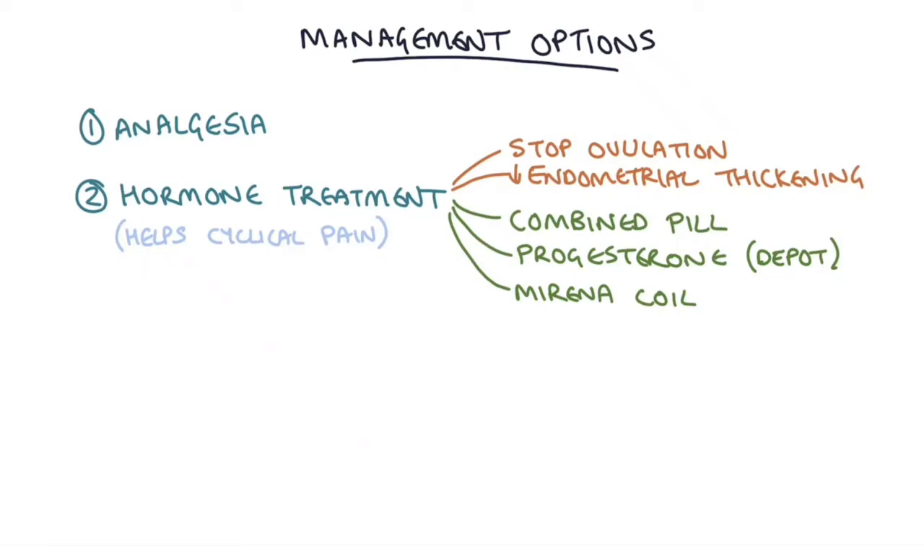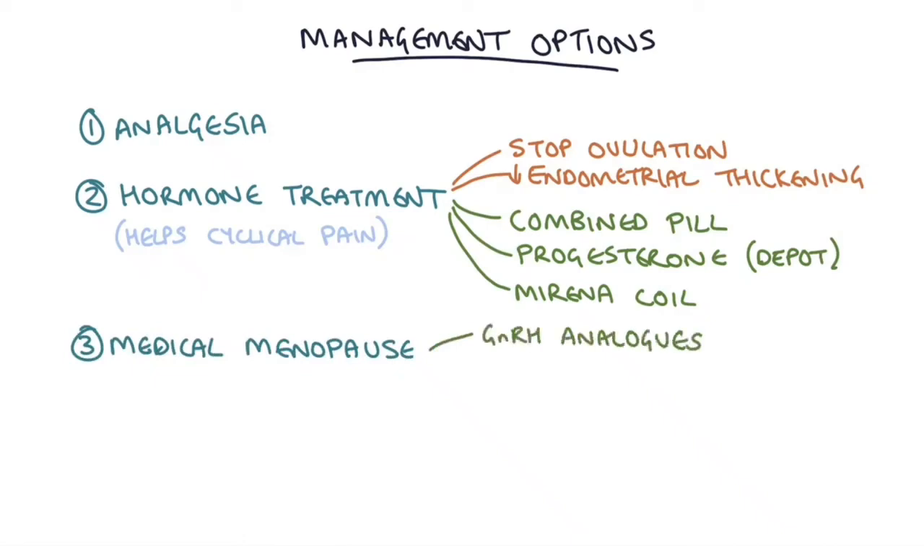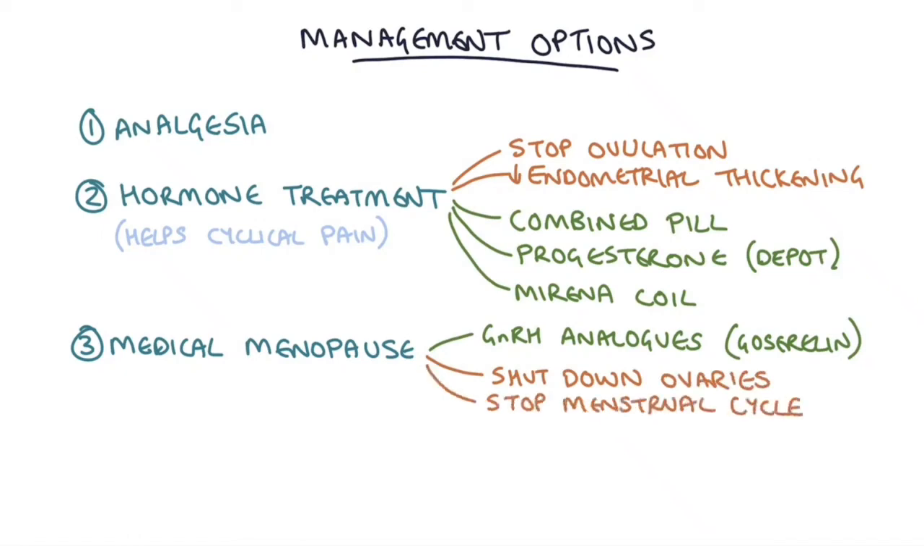So another option is to induce a medical menopause, and this can be done with something called GnRH analogues, such as goserelin, which is commonly known as Zoladex injections. What they do is they shut down the ovaries temporarily, so they completely stop the whole menstrual cycle, and this can really make an improvement for the cyclical menstrual pain. The problem with inducing the menopause early is it does come with its own side effects, such as hot flushes, night sweats, and thinning of the bones, similar to the symptoms that a menopausal woman would experience.